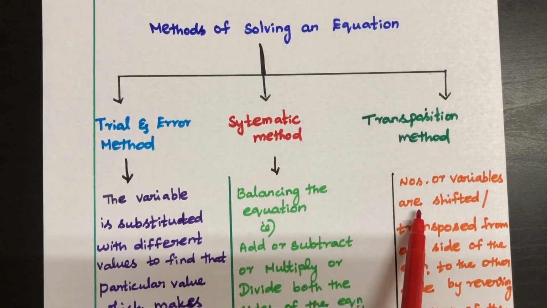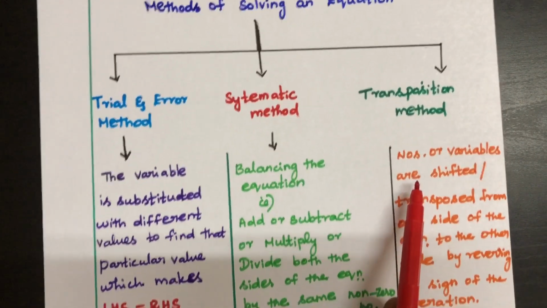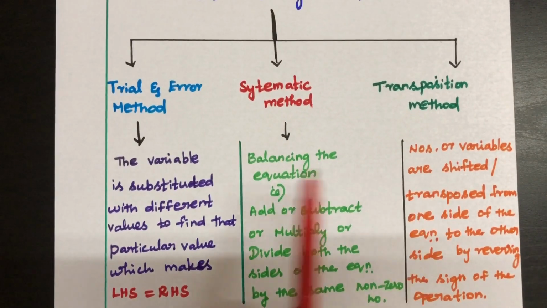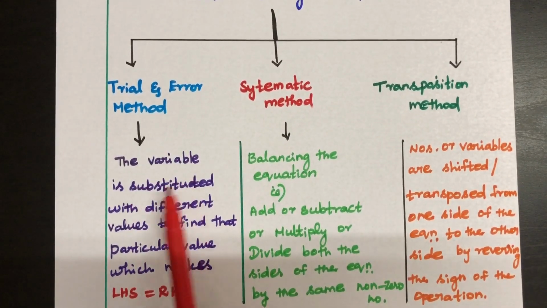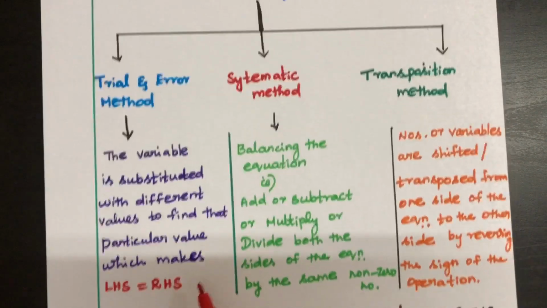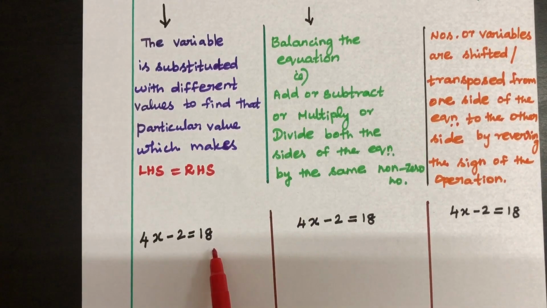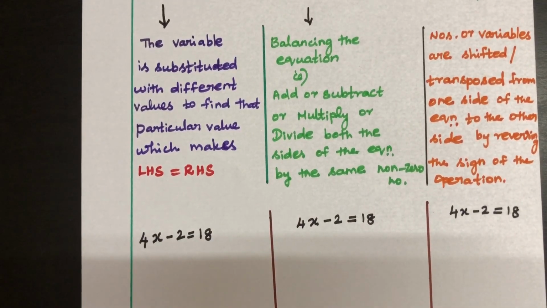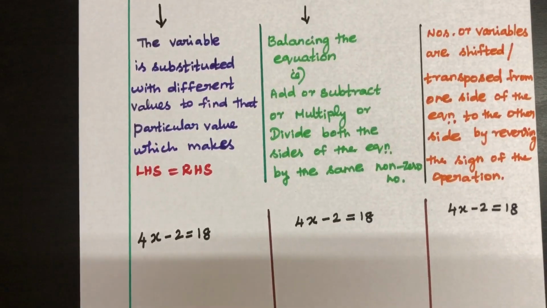All are very interesting, but we are going to use only one method. Anyways, you should know about all those things. What is trial and error method? The variable is substituted with different values to find the particular value which makes LHS equal to RHS. Keep it in mind. That means you are going to give numerical values to this variable, then we find the final number. Let's see how to do.